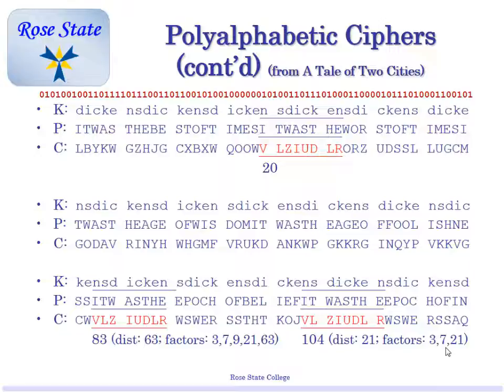So, if our factors are 3, 7, 9, 21, and 63, and 3, 7, and 21, what are our common factors? 3, 7, and 21. So the probable key length is either 3, 7, or 21. Well, if we look at the key at the top, what is the length of our key? It's 7. It's Dickens, Dickens, Dickens, Dickens. So the key length is 7. Does everybody see how that worked?